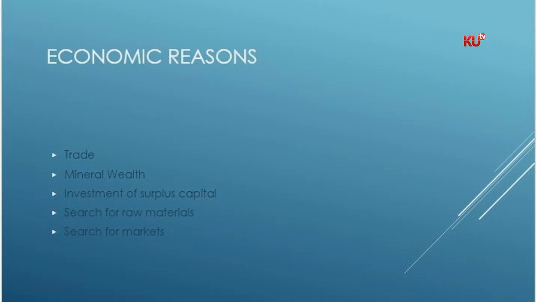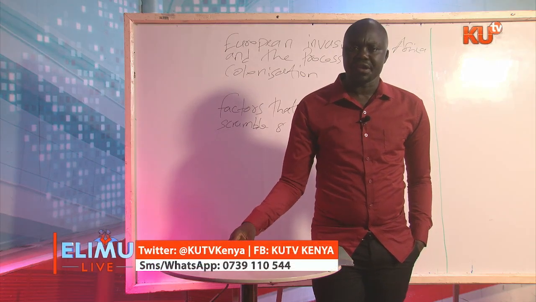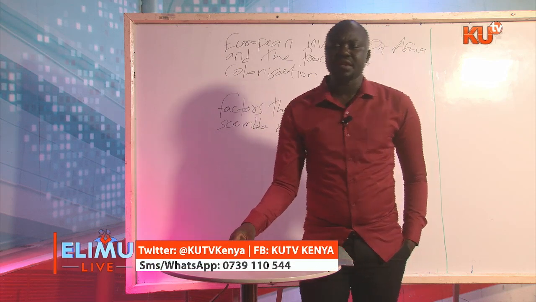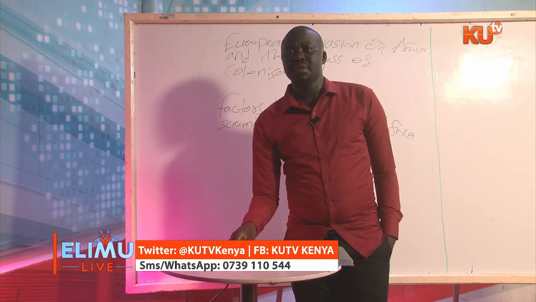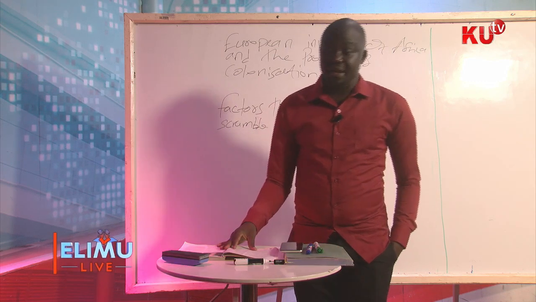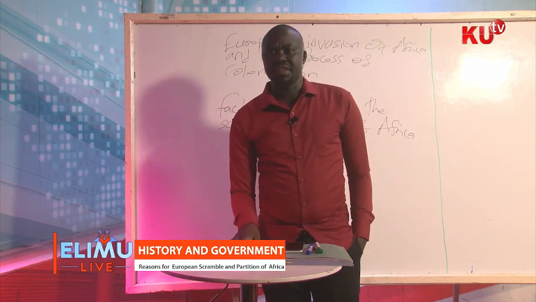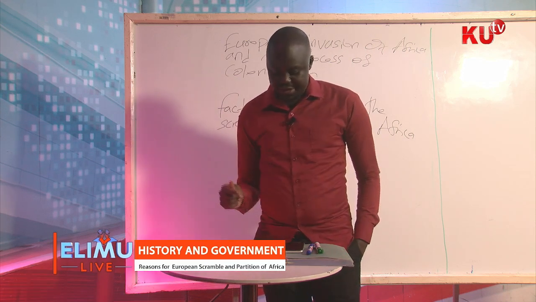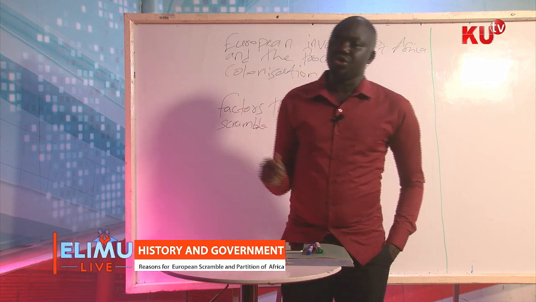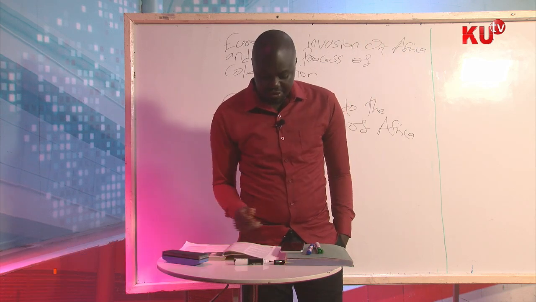In the economic, there is trade. Why trade? The European traders were also following the trails of the missionaries. When they came to Africa, they found that Africa was vast with untapped resources like minerals and other things, and they wanted protection from their mother countries. So their mother countries had the desire to control the trade in Africa. This led to the scramble and partition of Africa.